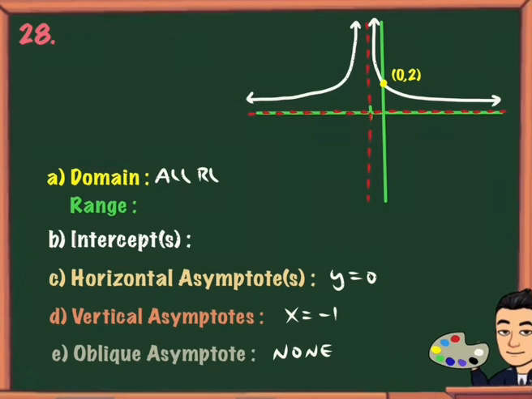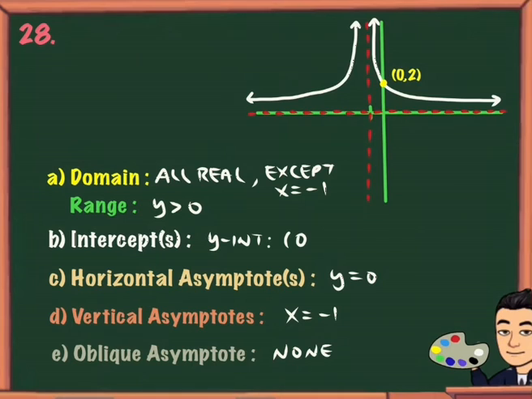So just put all real numbers except x equals negative 1, where the vertical asymptote is. The range is going to be anything above where the horizontal asymptote is. So you're going to put y is greater than 0. There's only going to be one intercept, which is the y-intercept. Okay, so that's going to be (0, 2).